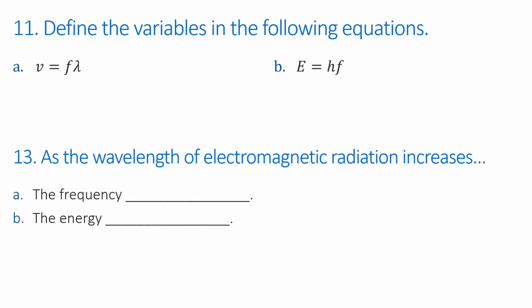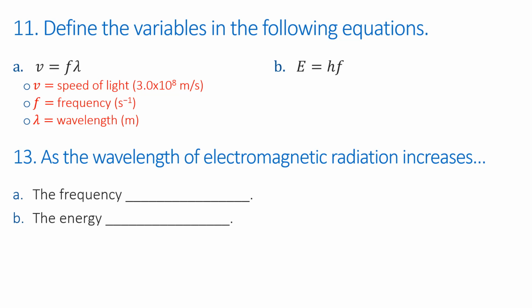Number 11 asks us to define some variables. V is the speed of light, which is velocity. F is the frequency, which is in hertz. And lambda, this Greek letter, is for wavelength, and that's in meters. That makes sense because it's a length. We measure length with meters. The speed of light has units of meters per second. So whenever you do wavelength times frequency, you get the same units.